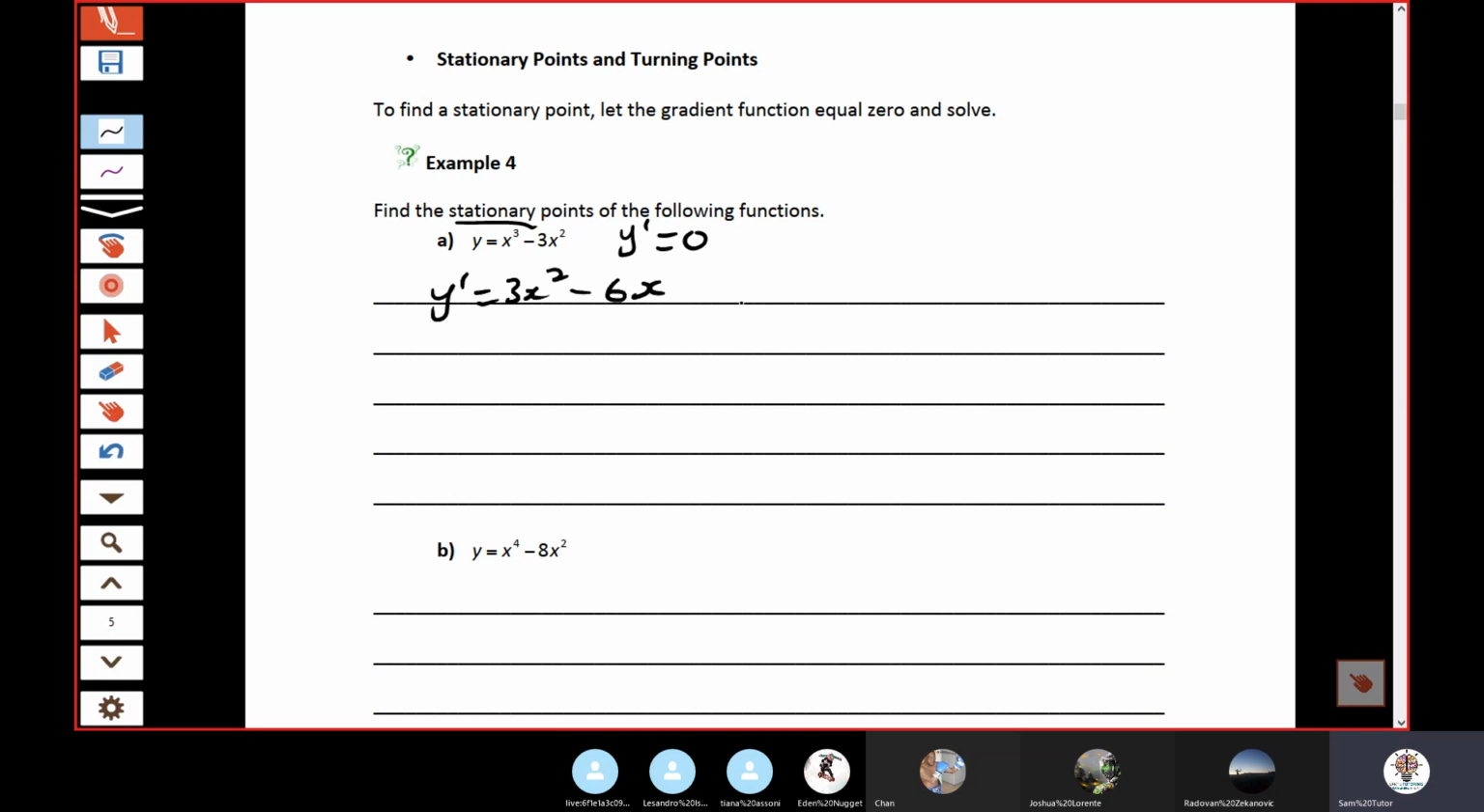Bang, bang, bang, bang. Equals 0. Back to baby stuff. X equals 0, x equals 2. It is a point. What are you meant to usually have with a point? An x value and a y value, coordinates. Sub it back into the original. Y equals 0 and 0 is 0. Y equals 8, take away 2 squared is 4, 4 times 3 is 12. 8 take away 12 is negative 4. Therefore, your points are obviously (0, 0) and (2, -4).